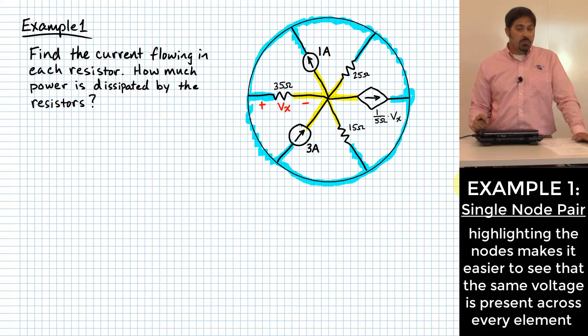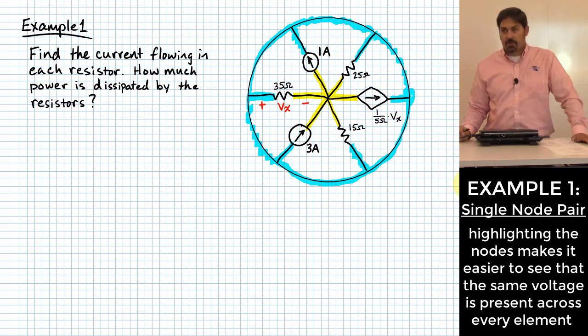One of the things that you know as a result of that is that every element has the same voltage across it. Okay? Because there's only going to be one voltage across a pair of nodes, right? And those pair of nodes actually hit every single one of these elements. The other way to say that is that all of these elements are in parallel with one another.